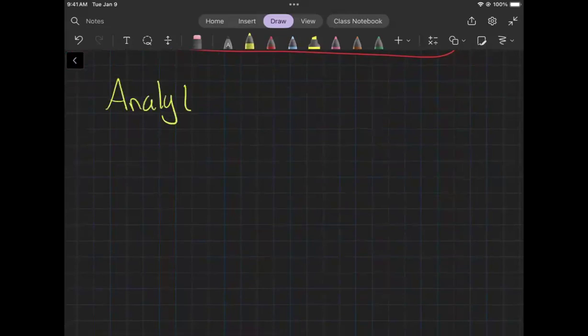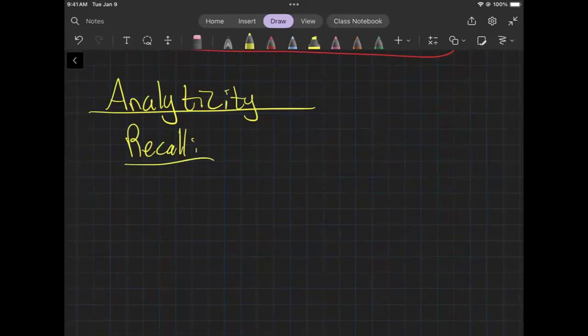Let's look at where a power function is analytic. As you recall, the principal logarithm, or the principal branch, right?